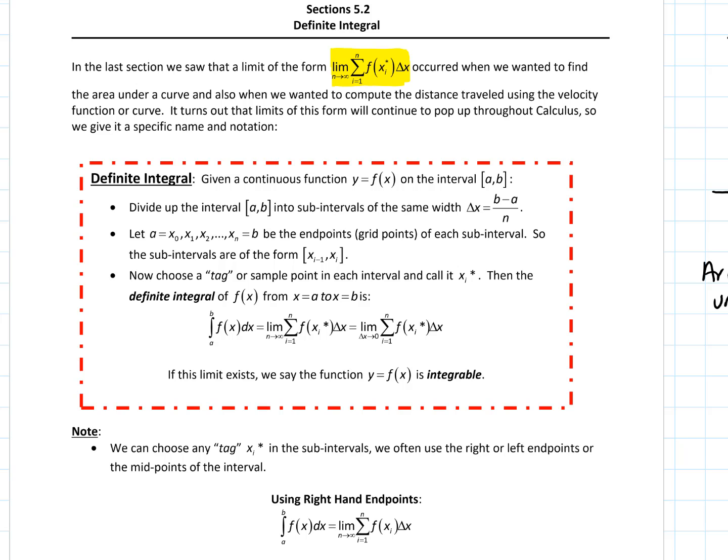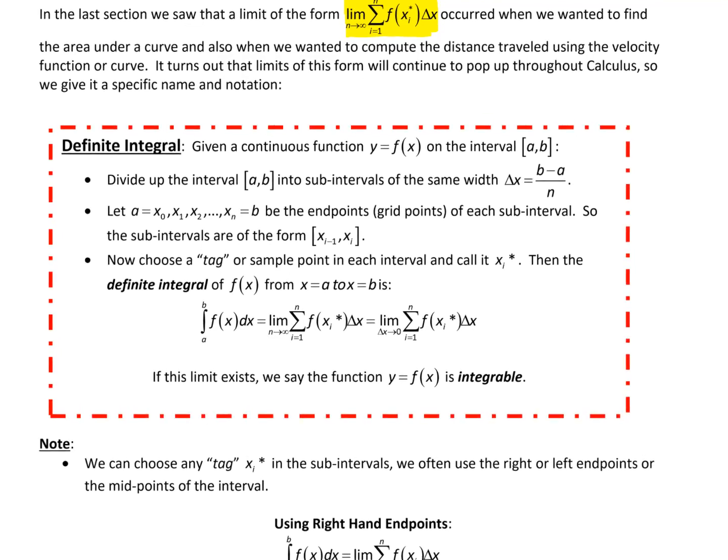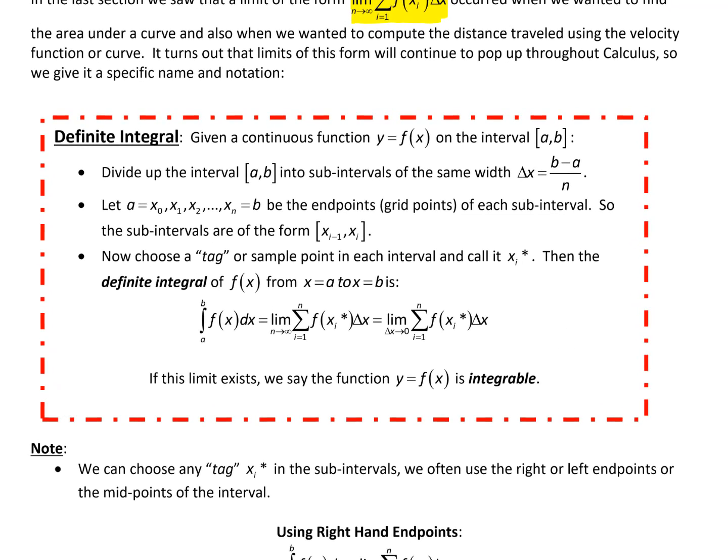It's this process called finding Riemann sums, actually, after a German mathematician. But here, let's focus in on this specific definition. It says that this is the definite integral, and it says given a continuous function, it turns out actually we can have a finite number of discontinuities, but we won't get into all those nitpicky details here.